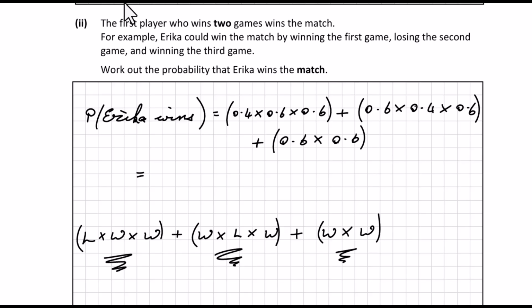When you do them individually and then add the three answers, you should get a probability of 81 over 125. Or you could say in decimal 0.648. Either one is fine. Okay, that's it for that question.